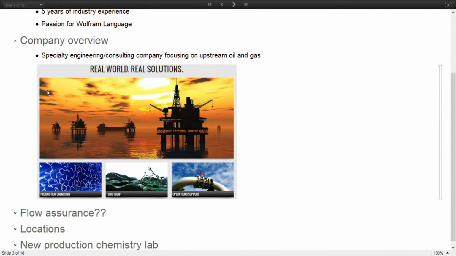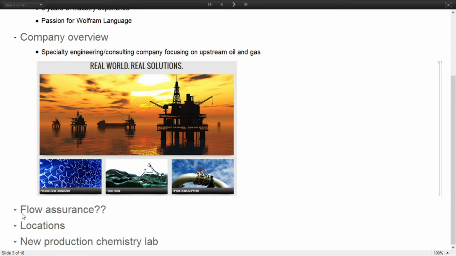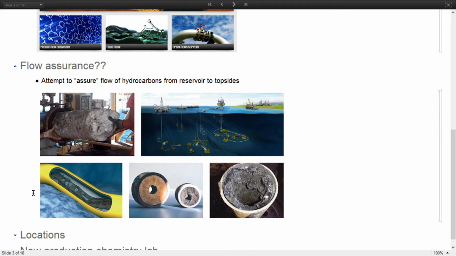So just a quick company overview. My company, Assured Flow Solutions, we focus on specialty engineering and consulting in the upstream oil and gas sector. The specialty that we fall under is what's called flow assurance. Basically, what flow assurance is, we attempt to assure that you have flow of hydrocarbons from your reservoir to your topsides. Most of our work is offshore, so we're dealing a lot with subsea pipelines primarily, and there's a lot of issues that you can run into that people wouldn't really think about.